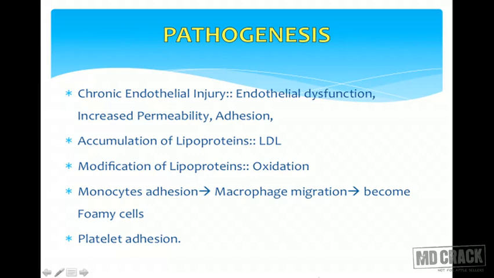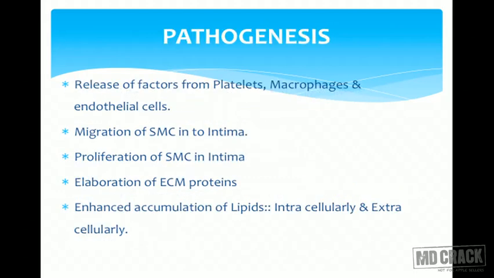So let us have a look here. Oxidation of the lipoproteins will take place. There will be accumulation of more and more lipoproteins, especially low density lipoproteins, in the tunica intima. Monocytes will adhere, macrophages will migrate across the endothelial surface and they become foam cells after engulfing, phagocytizing the lipoproteins. Platelets also will adhere at the site of the endothelial cell injury. Once the platelets and macrophages are there, they keep on releasing various growth factors, various cytokines, and these cytokines will attract the smooth muscle cells to the tunica intima. There will be a migration and proliferation of smooth muscle cells in the tunica intima. So more and more elaboration of extracellular matrix proteins will take place, and as time advances, there will be enhanced accumulation of the lipids in the tunica intima, sometimes intracellularly as well as extracellularly.